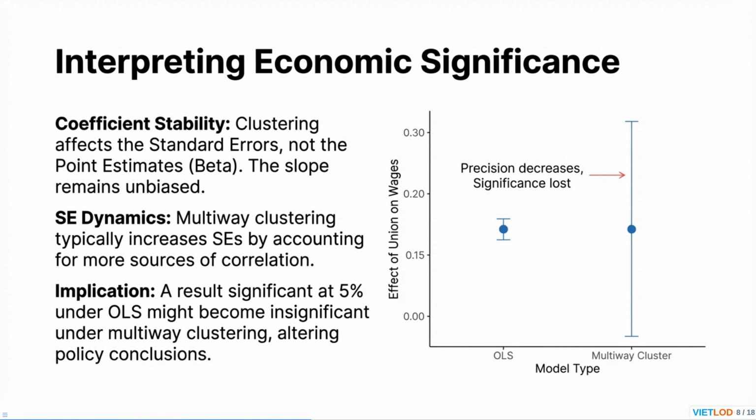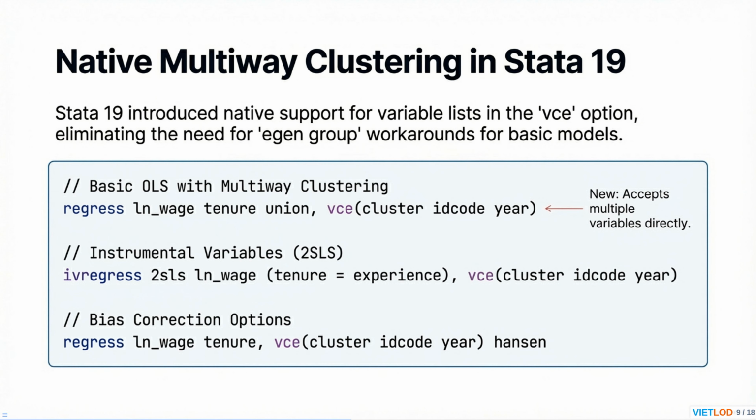The direct implication is profound. A result that was statistically significant under a simpler model, like ordinary least squares, might become insignificant after applying multi-way clustering. This can fundamentally alter policy conclusions drawn from the analysis. For instance, an estimated effect might appear significant with narrow confidence intervals under OLS. However, once multi-way clustering is applied, acknowledging broader sources of correlation, the confidence interval can widen considerably, potentially leading to a loss of statistical significance at conventional levels. This shift highlights the importance of robust inference for accurate decision-making.